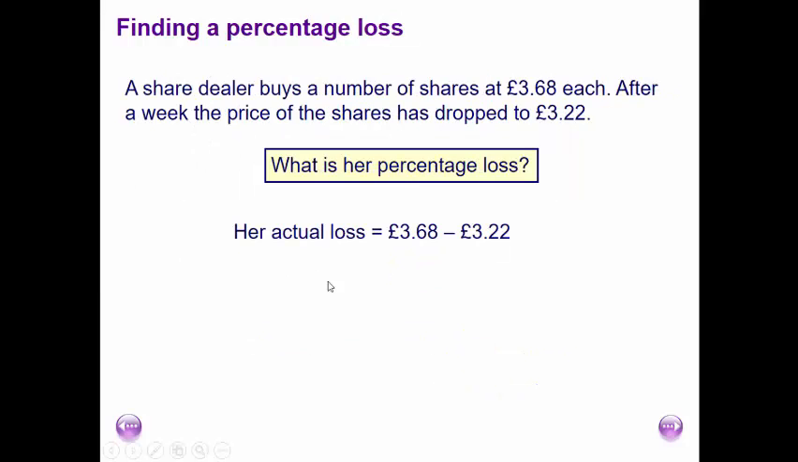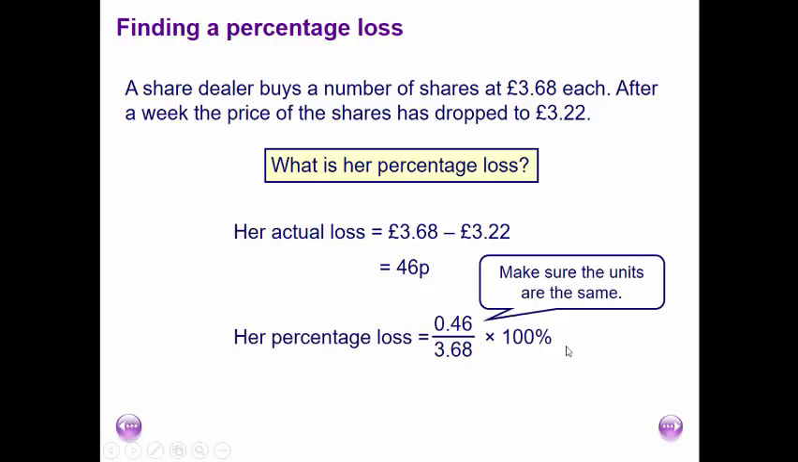I think we've got the idea there now. Oh yeah, just a point to make sure the units are the same. So this was a 56p decrease. When we're finding that as a percent of the original amount, we must make the units the same. So they both need to be in pounds, or they both need to be in pennies.